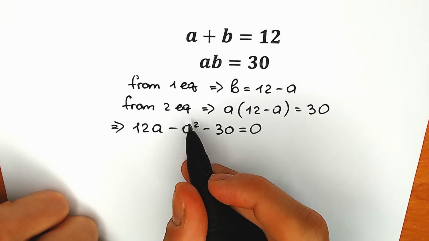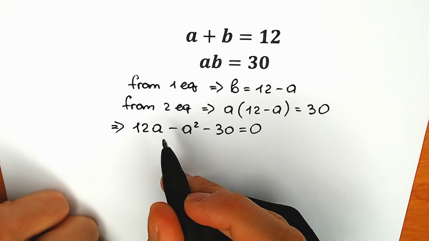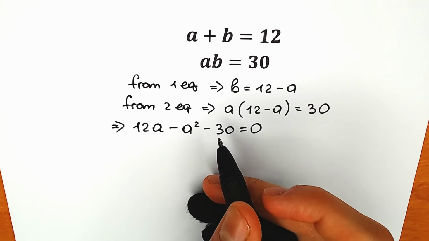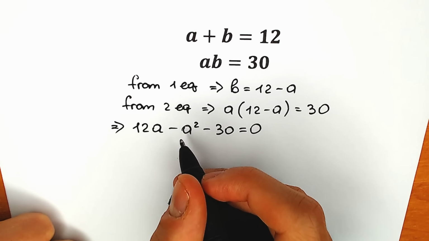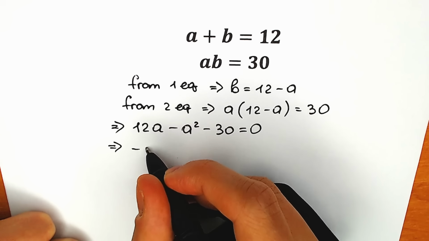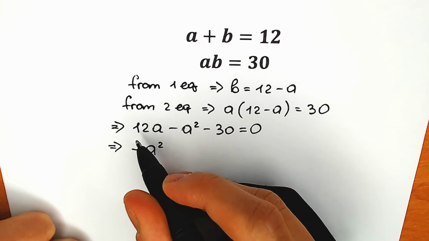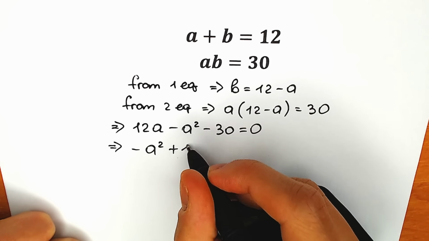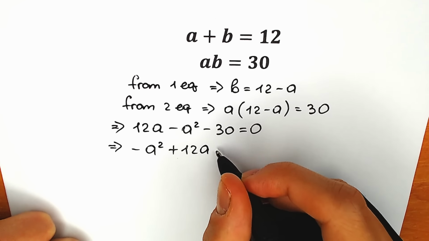We prefer a square in the first position, then a. So first of all, we have minus a square in the first position, plus 12a in the second position, and in the third position minus 30.